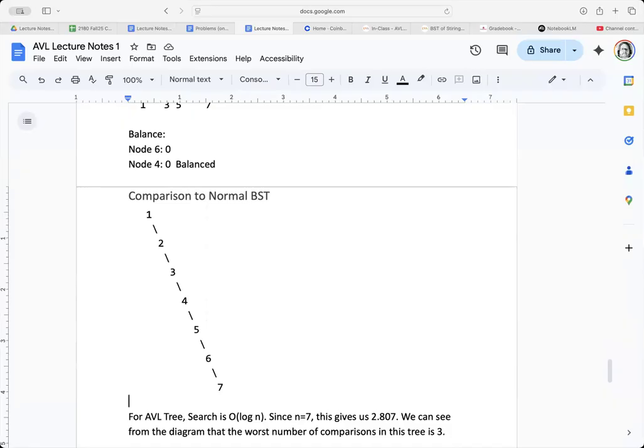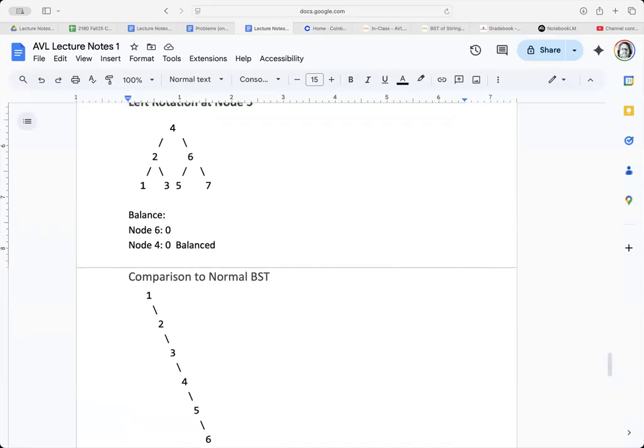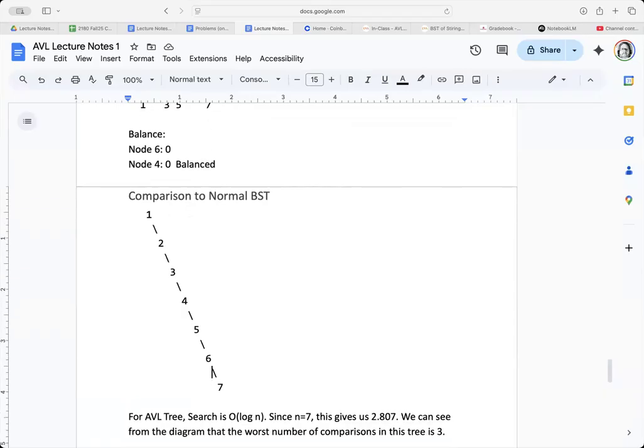Okay. And then for the AVL tree, our search is going to be a big O of log n. This is a binary search, right? We're getting rid of half every time. Since n is 7 in this case, our worst case scenario is about 2.8. We can see from our final graph that the comparisons we would need to make in the worst case, which is either a 7 or it's not found, there's one comparison there, two comparisons there, and three comparisons there. Compare that to the regular binary search tree.